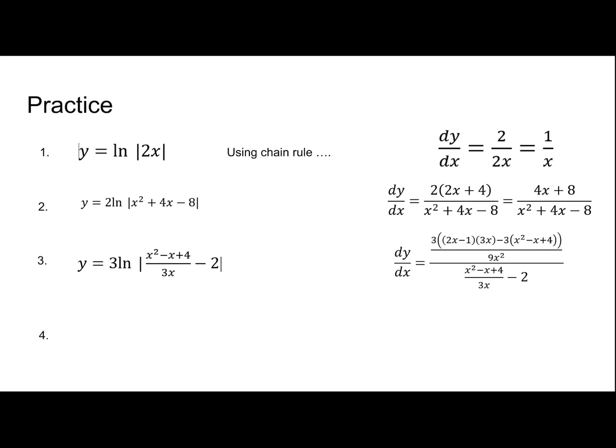Okay, so one thing people forget now is we need to multiply by the derivative of ln. The derivative of ln is just 1 over everything inside the ln function. So now we need to multiply by 1 over everything inside the ln, which means it's going to be dividing by x squared minus x plus 4 over 3x minus 2.